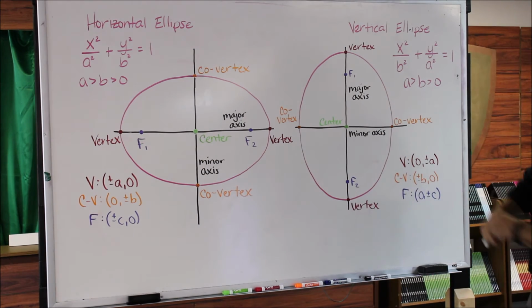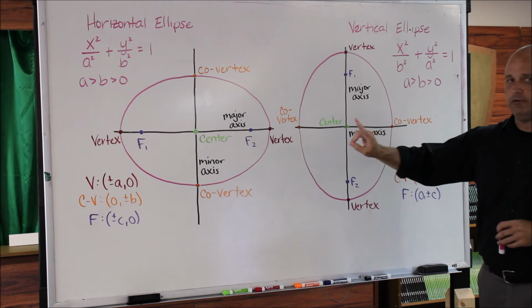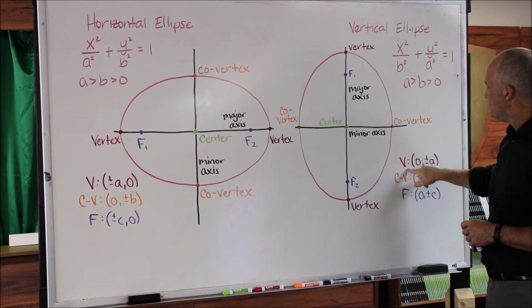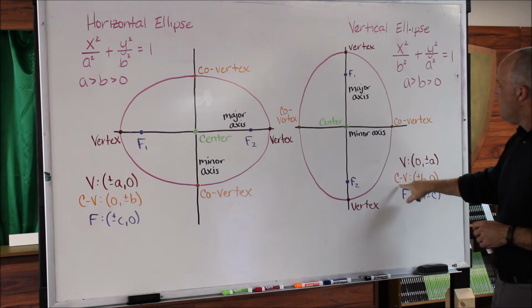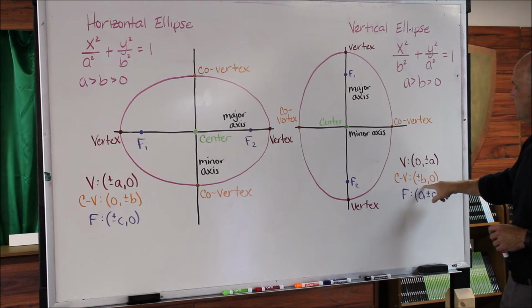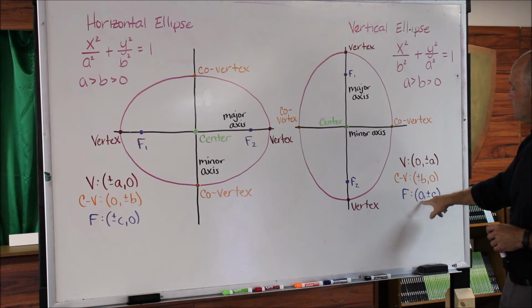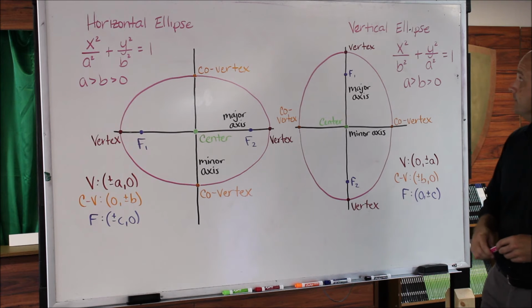When we go over here to the vertical, you can see that all we do is we switch their spots. So the vertex becomes 0, plus or minus a, the co-vertex becomes plus or minus b, 0, and the focus becomes 0, plus or minus c.